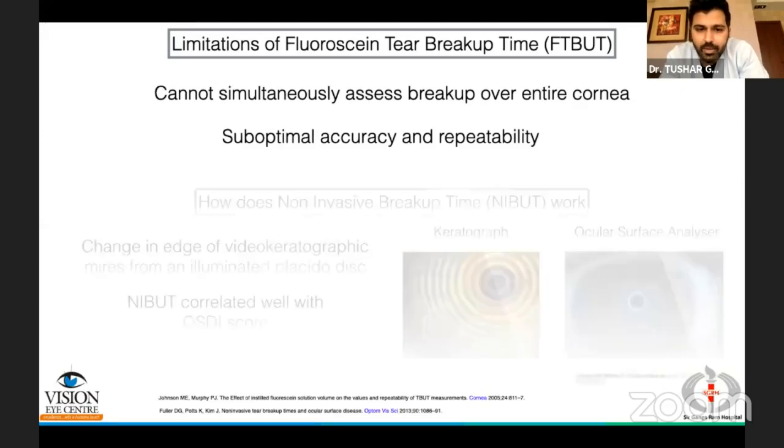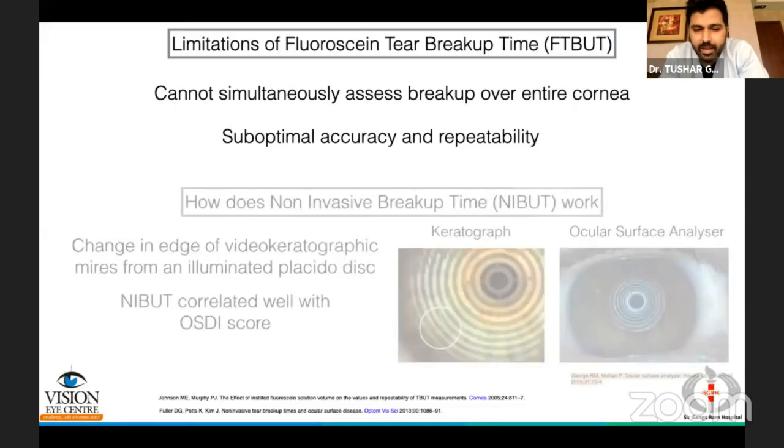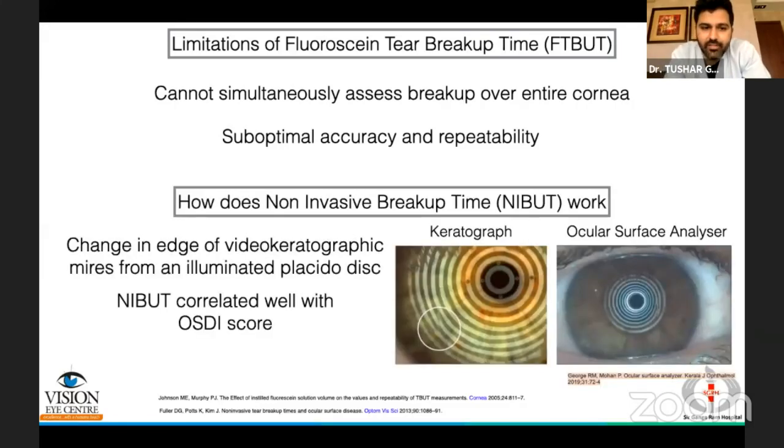So that is replaced by the NIBUT or the non-invasive breakup times. So what happens here is that video keratographic Meyers pseudo discs are reflected onto the cornea, and you see changes in the edge, breaks in the edge of these Meyers happening after a few seconds when the tear breakup happens. So this is what the NIBUT is.